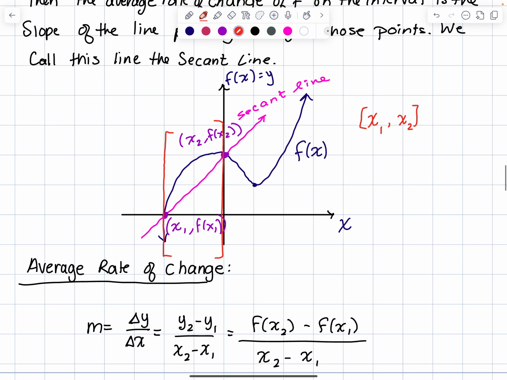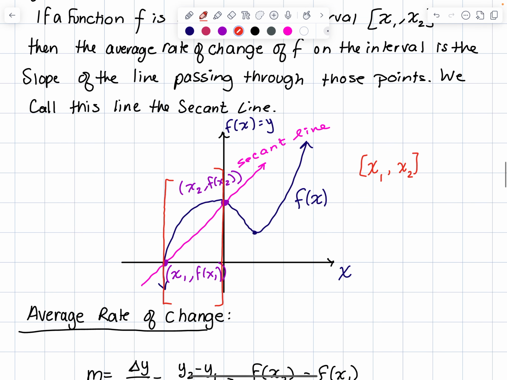But all that we need to realize is that if we calculate the average rate of change in an interval, we take the 2 endpoints of that interval, calculate out the points, calculate out the slope there, and that's going to be our average rate of change for the function in that interval. That is essentially what we're doing. It's the slope of the line passing through those points, which we call the secant line.